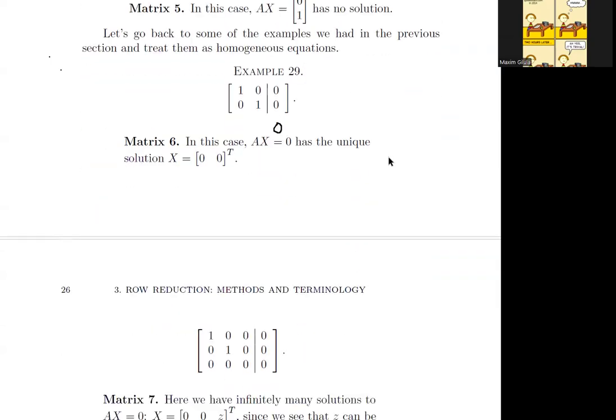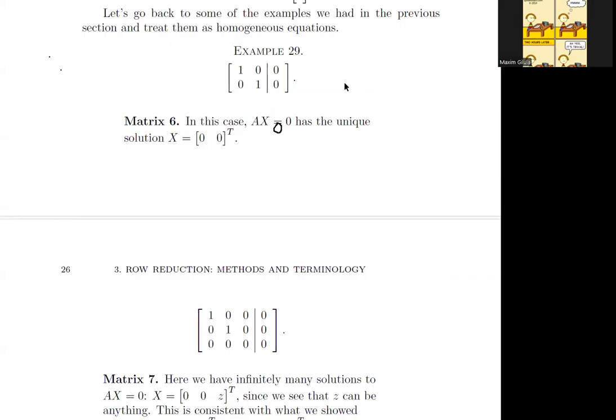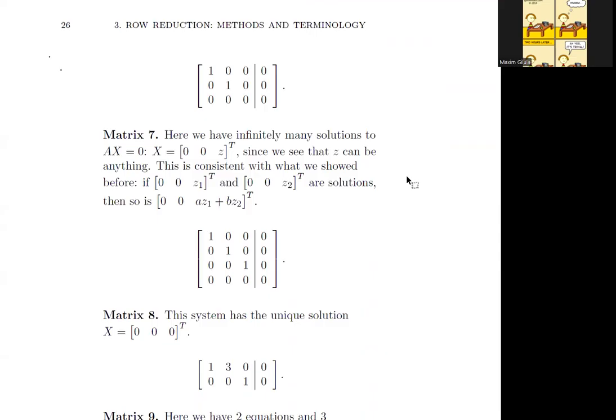Here's some more examples. Let's go back to the matrices we had when we were talking about RREF and make them into homogeneous equations. So in this case, we have AX is 0. It has a unique solution 0. In this example, we have infinitely many solutions. Little x is 0, little y is 0, and z can be anything. And this is consistent to what we saw before. If (0, 0, z1) and (0, 0, z2) are solutions, then any linear combination is also a solution. The third component could be anything at all.